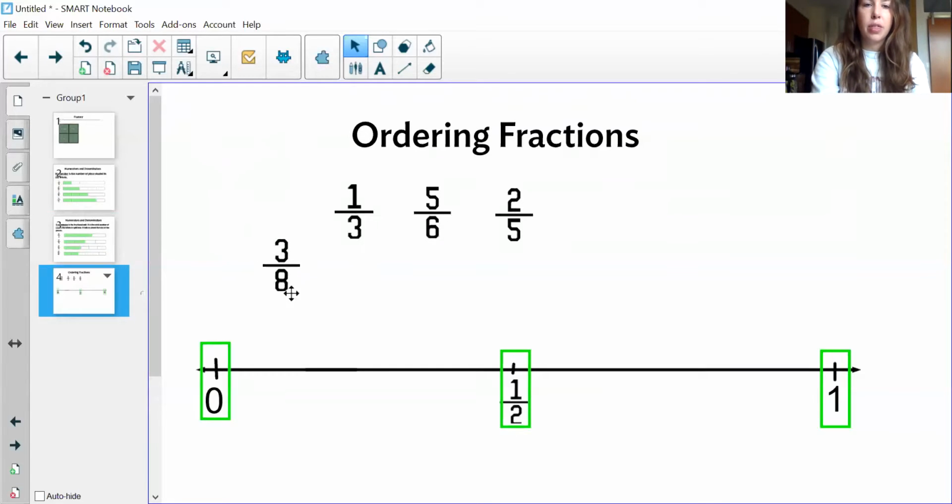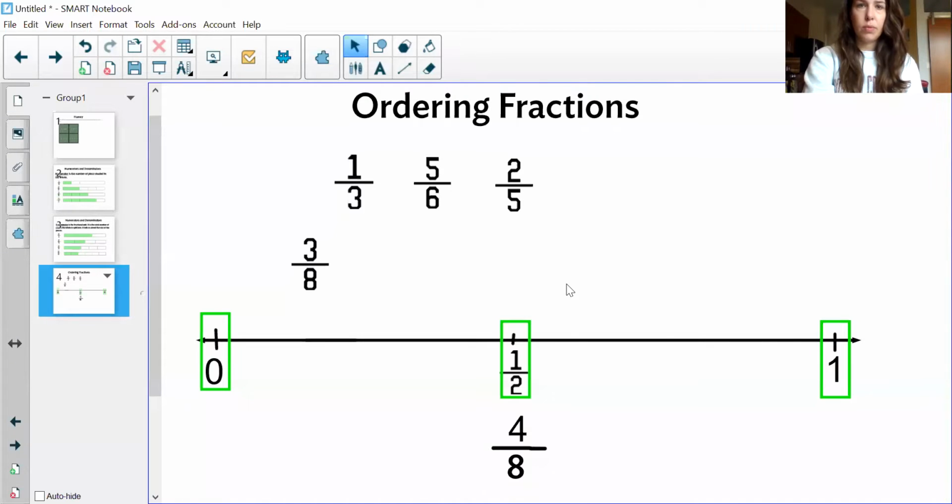So starting with 3/8, I'm trying to decide if it's more than a half or less than a half. So I know that 4/8 is equivalent to 1/2 because 4 is half of 8. Okay, so if 4/8 equals 1/2, then 3/8 must be less than 1/2. And I know it's about 1/8 less than 1/2. So it's going to be right about here.